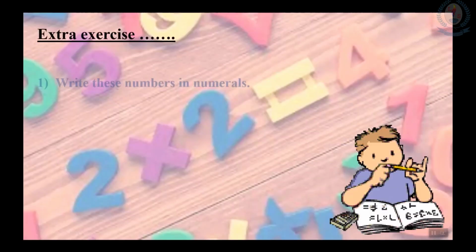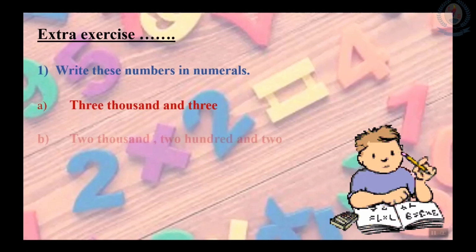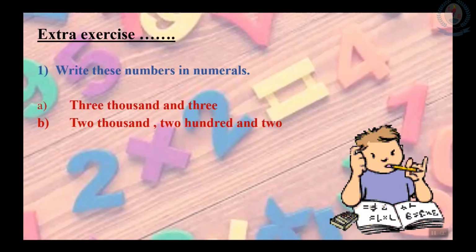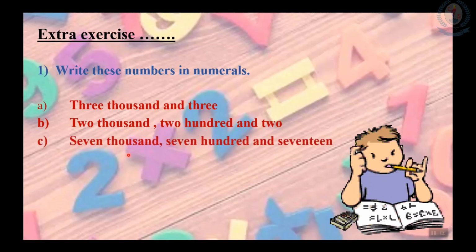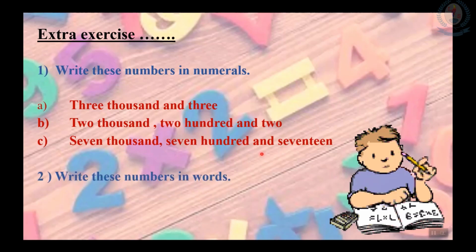Here I have given an extra exercise for you. That is, first one, write these numbers in numerals. These numbers are given in words. You have to write these numbers in numerals. First one, 3003. Second one, 2202. Next one, 7717.